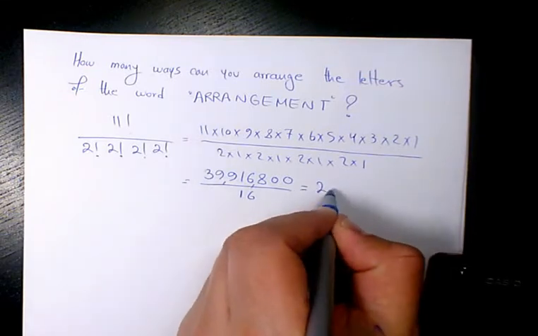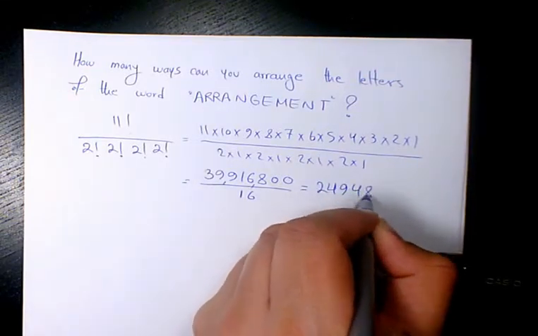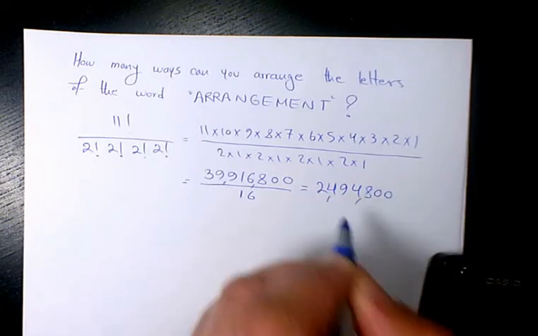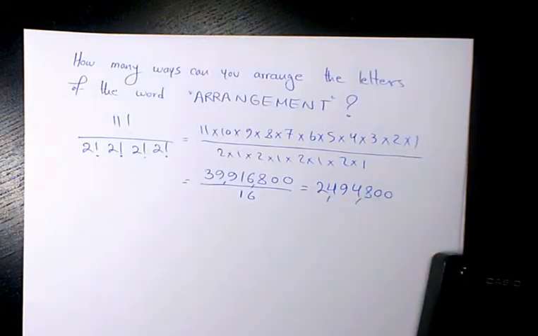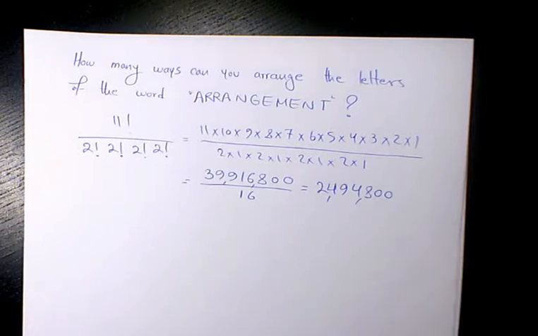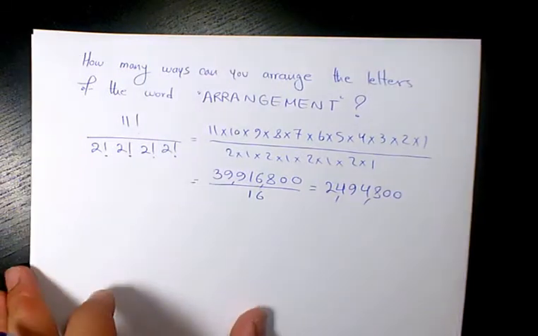That will be 2,494,800. So it's going to be 2,494,800 ways to arrange the letters of this word. Let's solve it in another way.